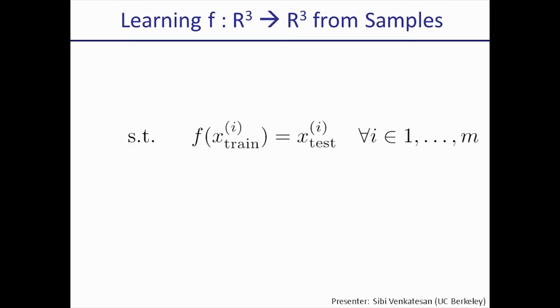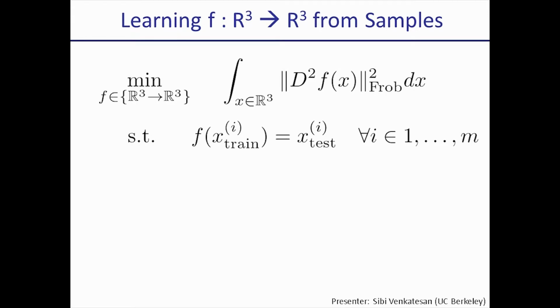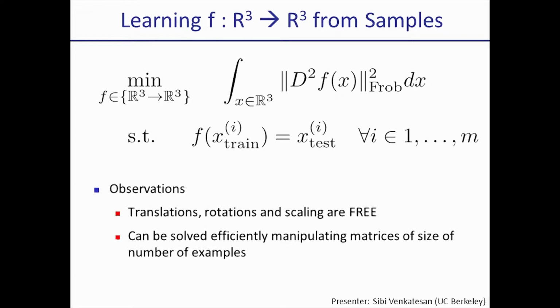Now what is this in terms of math? First, we want to respect our registration so that the function matches up the points correctly. But there are an infinite number of functions which satisfy this constraint. Now we want a reasonable function out of all these available functions, and a reasonable choice is one which minimizes this objective. This expression is basically the norm squared of the second derivative of our function, summed over all of space.